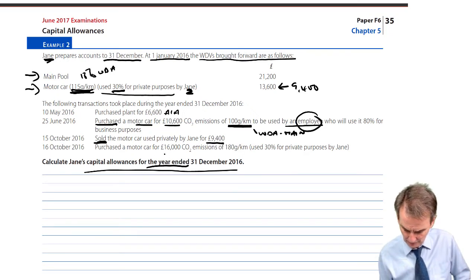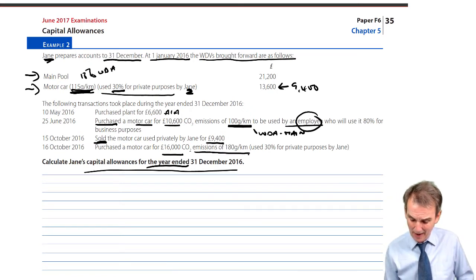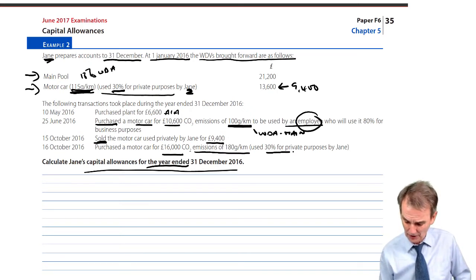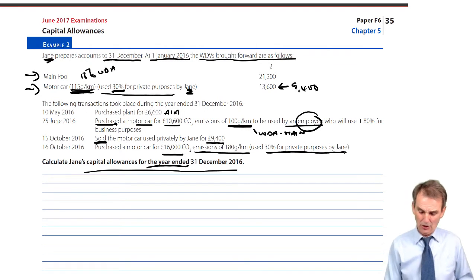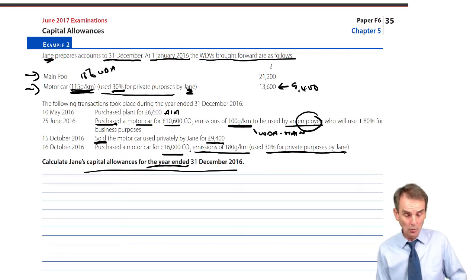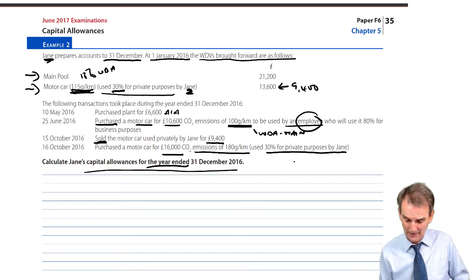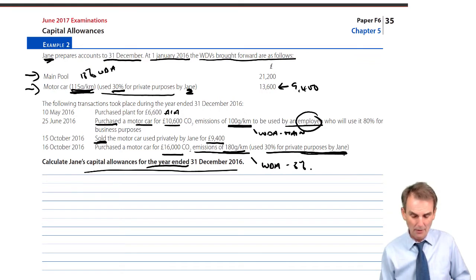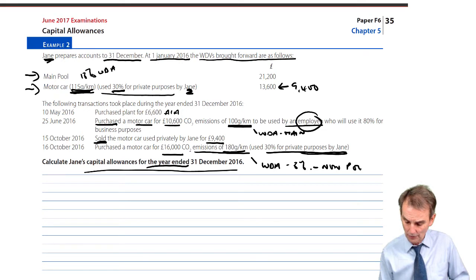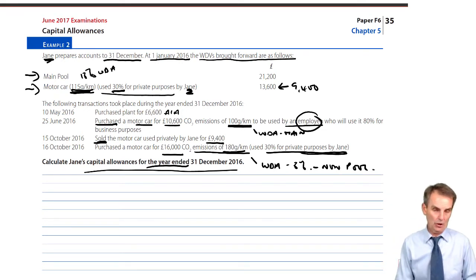Finally purchased a motor car for £16,000, CO2 emissions 180 grams per kilometre, used 30% for private purposes by Jane. So she sold her old car and bought another one. In terms of the emissions, 180 grams, that means that any writing down allowance available here will be just 8%. But it's got private use by Jane, so again it's non-pool and will require its own separate column.